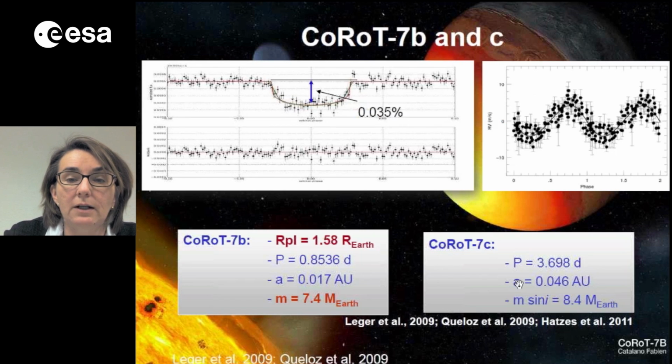Highlights from recent years were the first secured rocky terrestrial planets, like the CoRoT-7b planet detected by the CoRoT satellite.